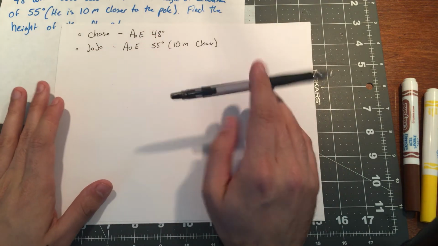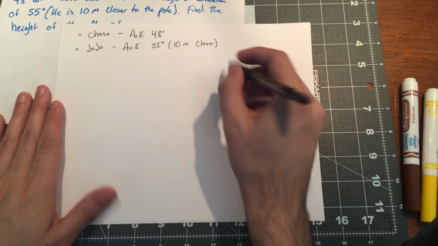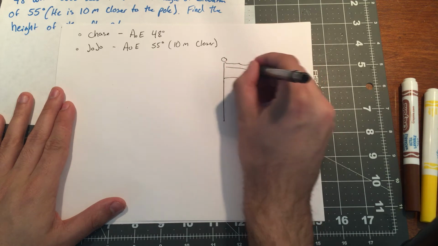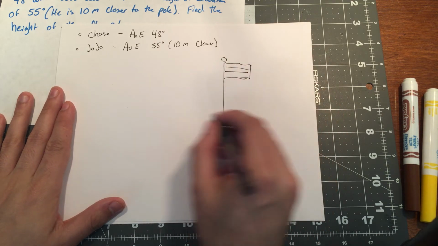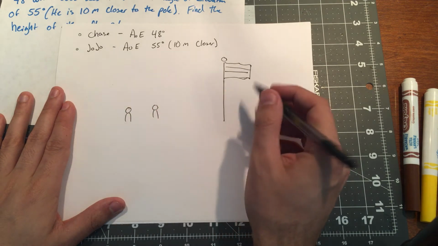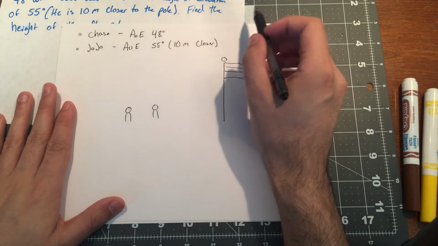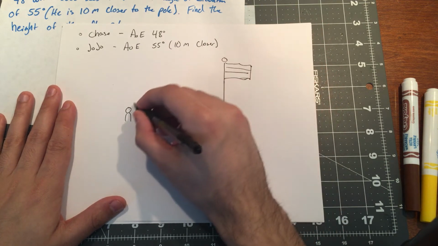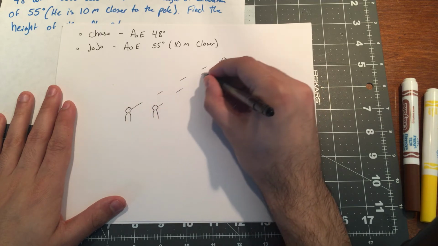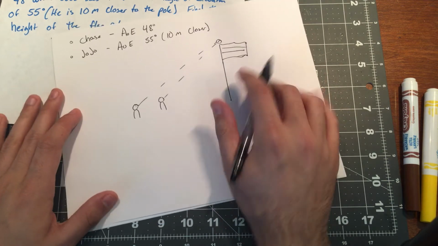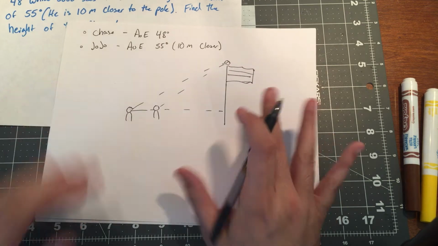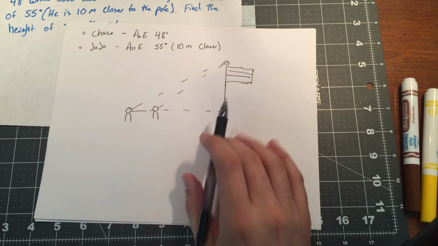Now, let us draw a simple model, just something to represent what we're talking about. There's my flagpole with the flag. I'm going to put one person here and one here. We're going to negate their heights. In our last notes, we had to use someone's height to find the actual height of something. In this one, we're not given any of that, so we're not going to use it.